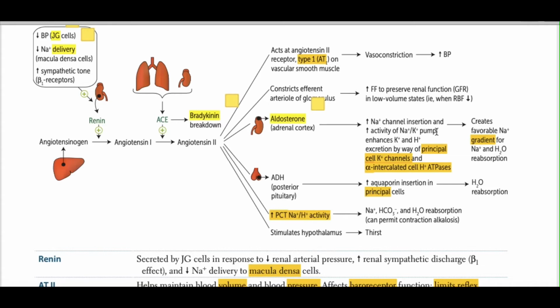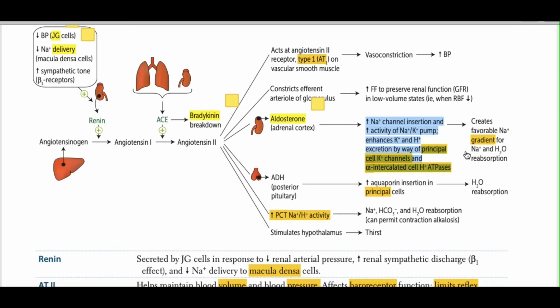Yes, so it enhances potassium and hydrogen excretion by way of principal cell potassium channels and alpha intercalated cells hydrogen ion ATPases. So all this will lead to creating a favorable sodium gradient for sodium and hydrogen reabsorption.